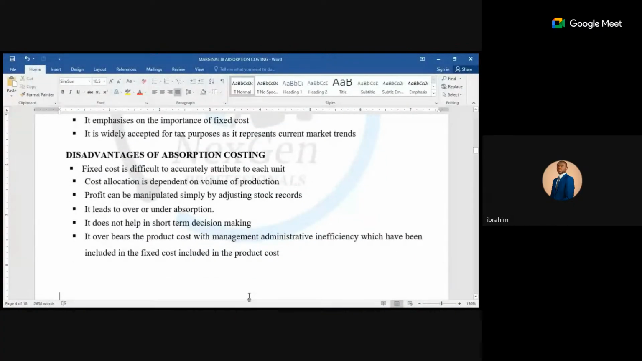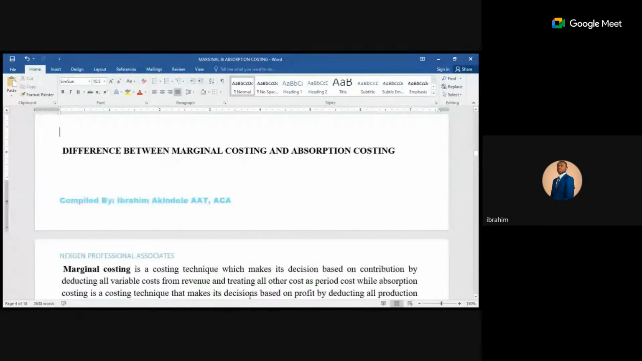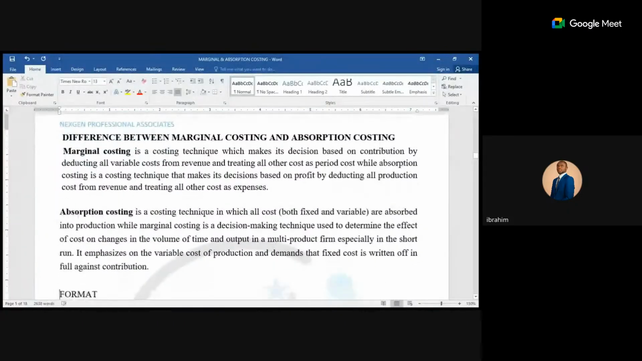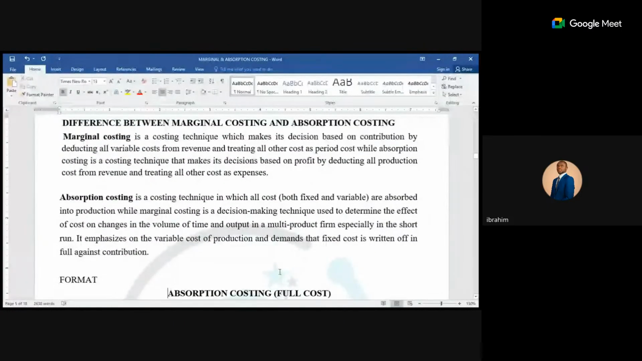So you can read up the advantages and disadvantages of absorption costing, where we have the difference between marginal costing and absorption costing. We should not forget that marginal costing values its inventory using the what? The variable cost. Marginal costing decision is on contribution. Is that not so? Absorption costing is a costing technique which charges all, both fixed costs and variable costs, per unit into a particular production. It absorbed it into a particular production.